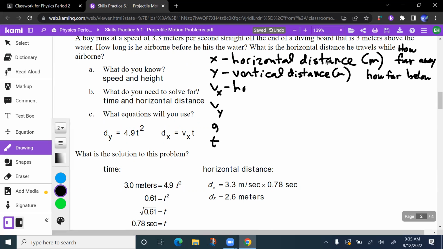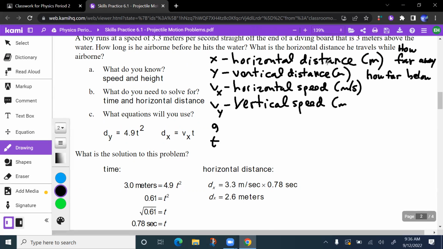Vx is the horizontal speed in meters per second. Vy is the vertical speed, also in meters per second. G, we're going to round up to 10 meters per second squared. That's the acceleration due to the force of gravity. And T is, of course, time in seconds.